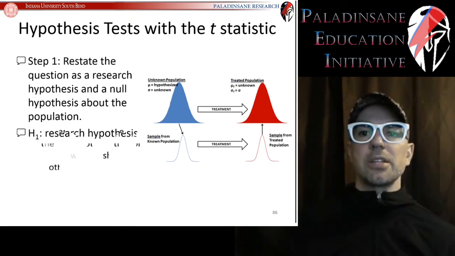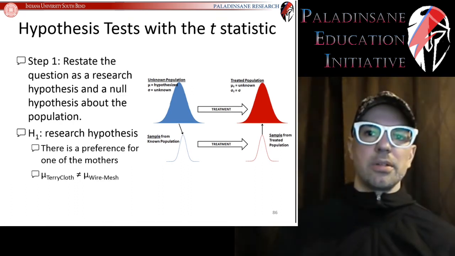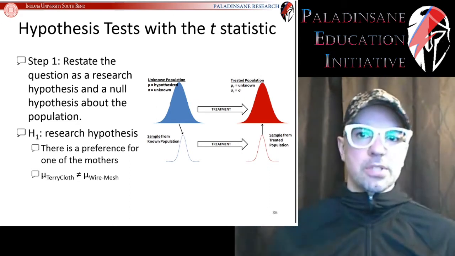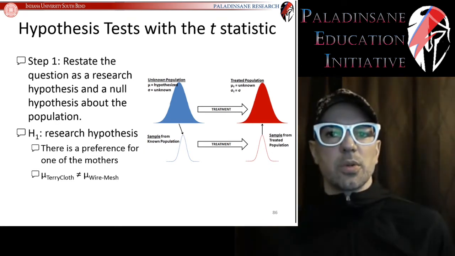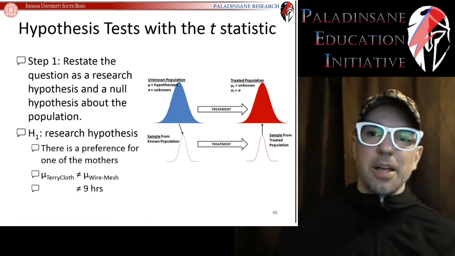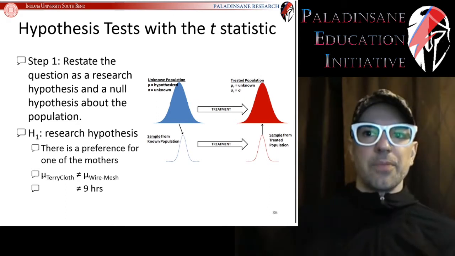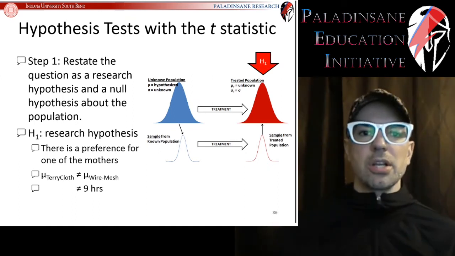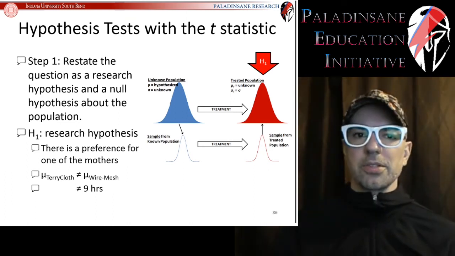So the research hypothesis is that there is a preference for one of the mothers. The mean time spent with the terry cloth mother does not equal the mean time spent with the wire mesh mother. Now this time we're going to go a little bit further just to make it very explicit. We know what those numbers are. If the two mothers were equally preferred, they'd spend 9 hours with the terry cloth mother and 9 hours with the wire mesh mother. So if they're not spending equal amounts of time, then they can't spend 9 hours with the terry cloth mother. So we know that the research hypothesis can be written as the mean time spent with the terry cloth mother does not equal 9 hours. And if that is true, then these monkeys belong to a population where they prefer one of the mothers. On the other hand, if there is no preference for the mothers, we're in the null hypothesis.